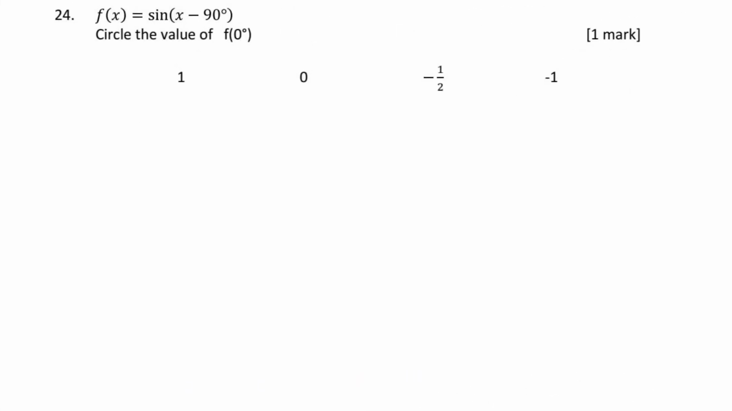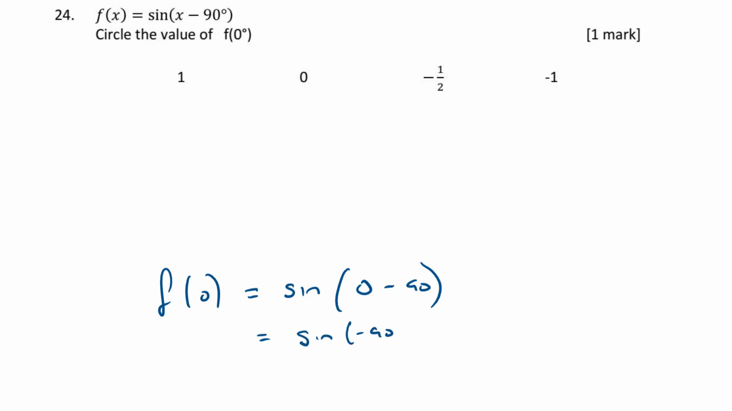Question 24. f of x equals sine of x minus 90. Circle your value of f of 0. Okay, so this is defined in function notation. So f of 0, then you're replacing the x's in the expression with 0. So f of 0 is going to be the sine of 0 subtract 90. In other words, it's going to be sine of negative 90.